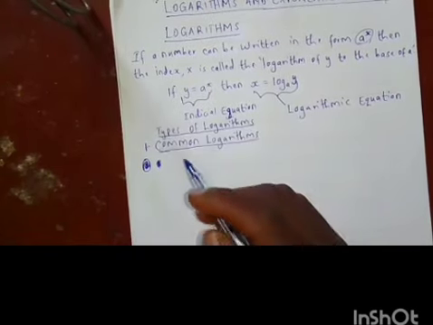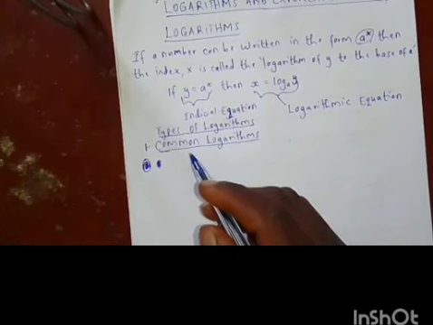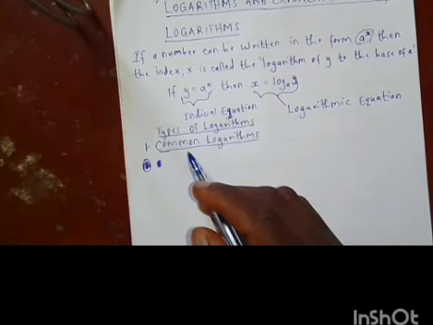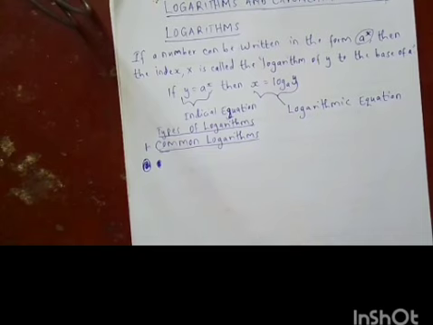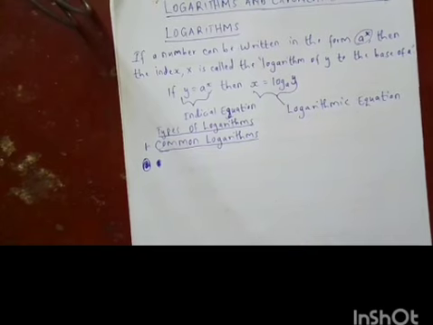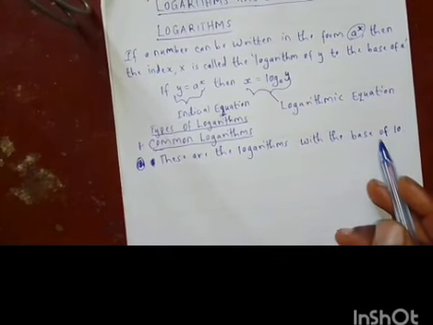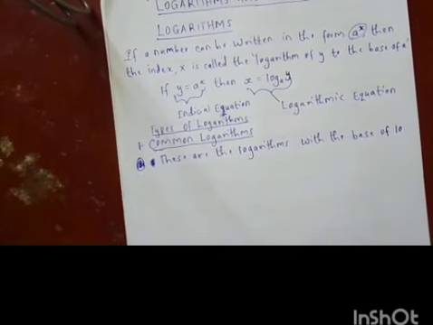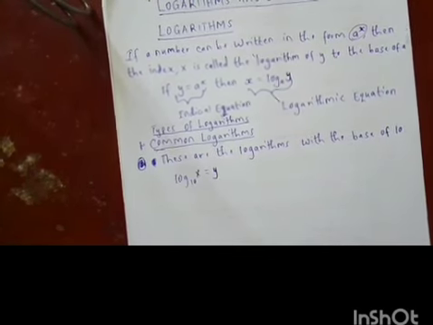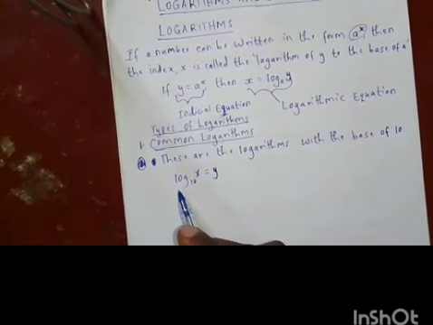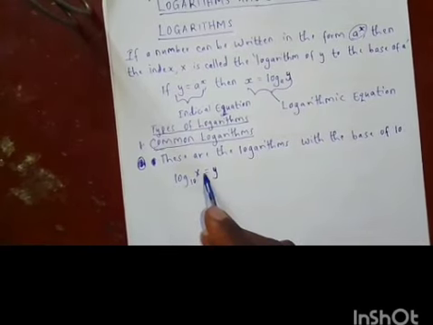So we want to look at types of logarithms. There are only two types of logarithms. Number one, we have the common logarithms. These are the logarithms with the base of 10. So they are expressed as log to base 10 of x equals y.